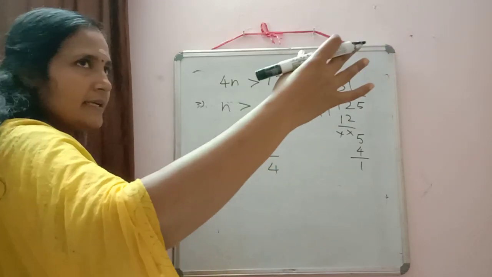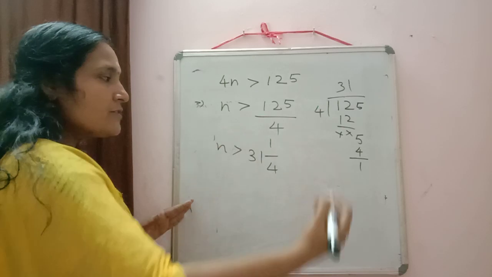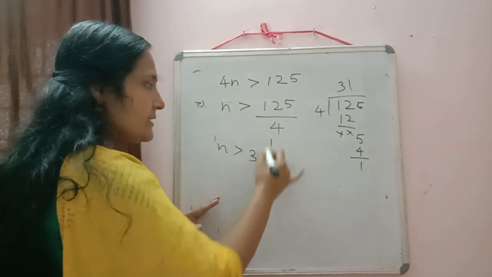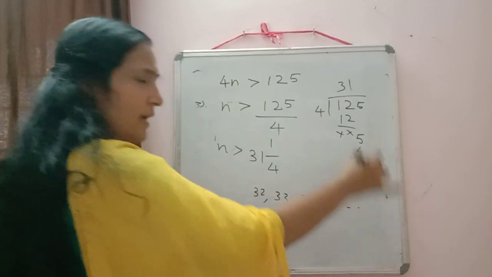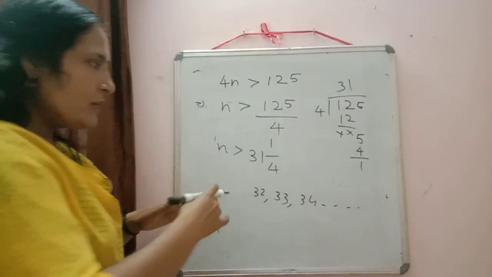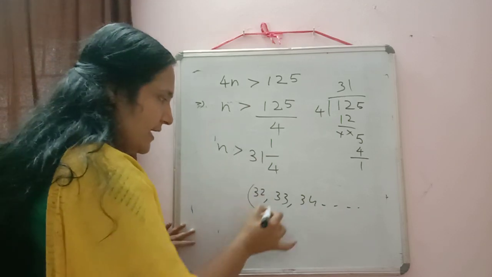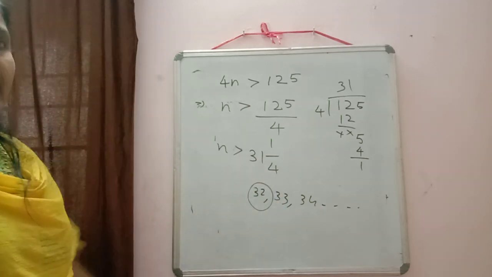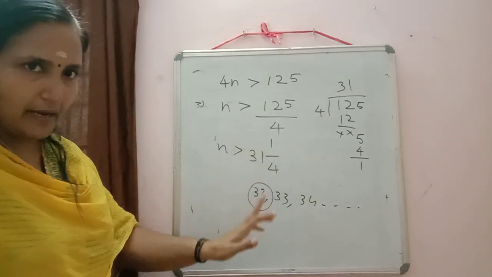So greater than 31 and n, we know it should be an integer only. So there are so many numbers which are greater than 31 and 1 by 4. 32, 33, 34, in this way. So many numbers are there. So these all terms will be negative. But the first term which is negative, that is 32nd term. We wrote n is greater than 31 1 by 4.